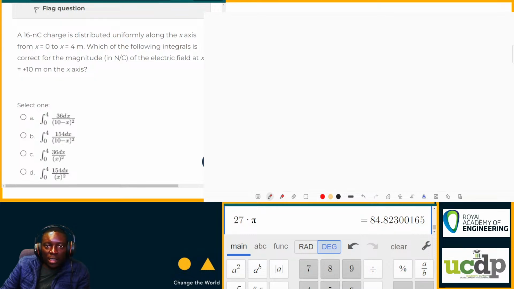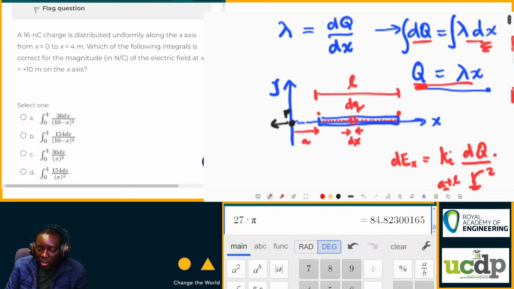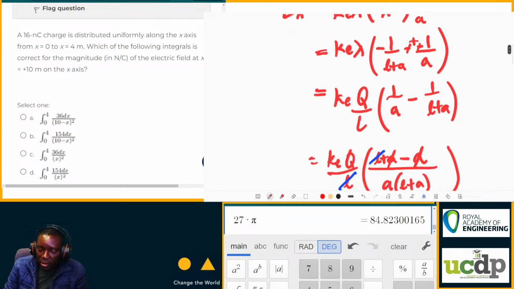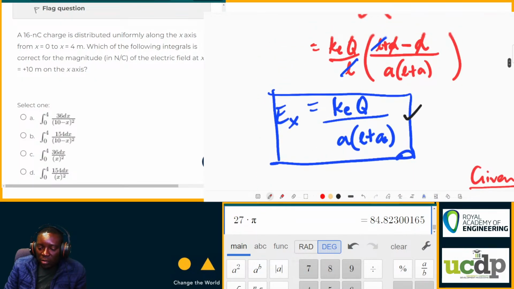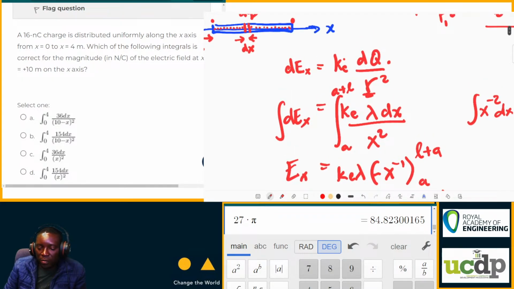Something is missing there. What do I do? Okay. It says at x equals plus 10 meters on the x-axis. Which is the correct expression? Which of the following integrals is correct for the magnitude in newtons per coulomb of the electric field at x equals 10 meters on the x-axis? Clue. I'm sure if you have been working out or writing something down, you have an equation similar to this one here. Where is that equation? Something like that. Okay. So you have an equation like this. The integral we had earlier was that, just for your clue.